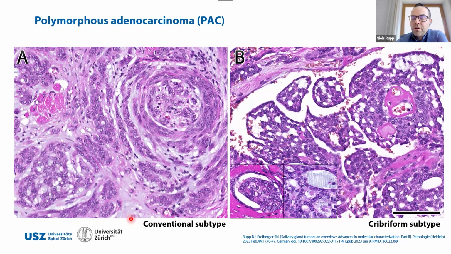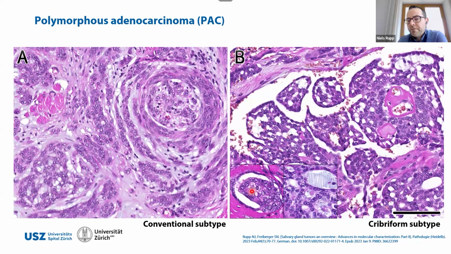However, this does not work every time, because you have to be aware that there are some antibody clones where it's not working. However, in general, this is the immunophenotype you would expect. And there are two variants: the conventional subtype, as you can see here, with this targetoid perineural invasion. And you can find the cribriform subtype, also found as cribriform adenocarcinoma in the literature, which shows papillary growth like this, or glomeruloid growth like this.